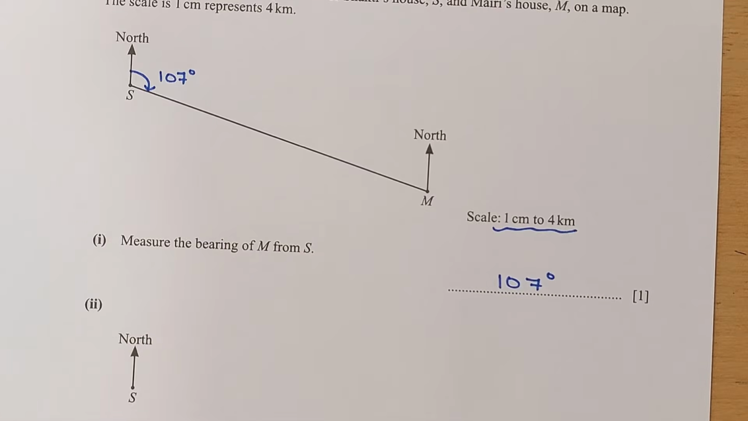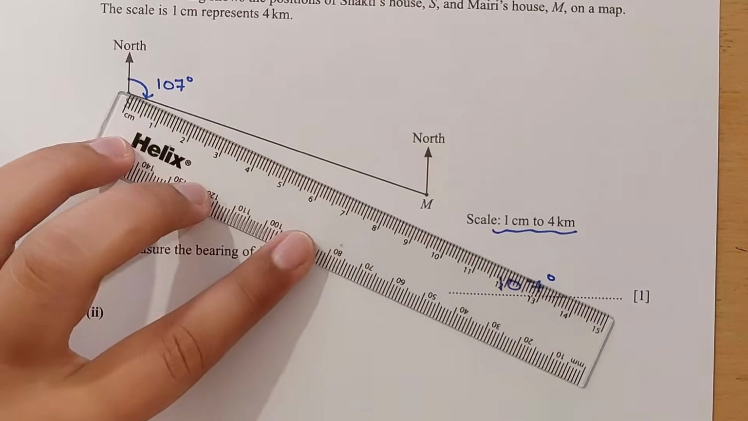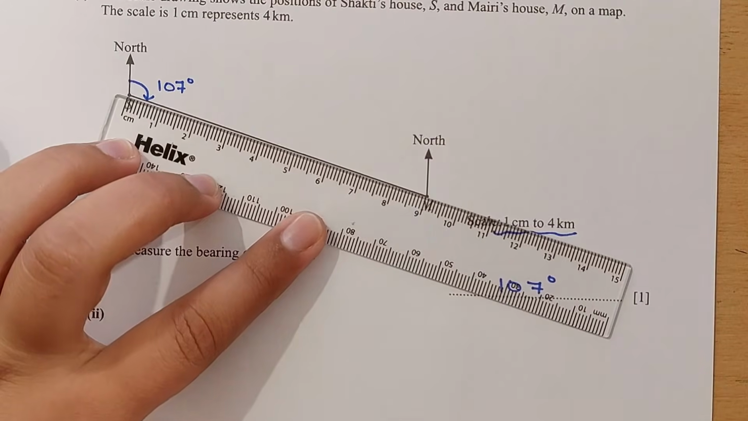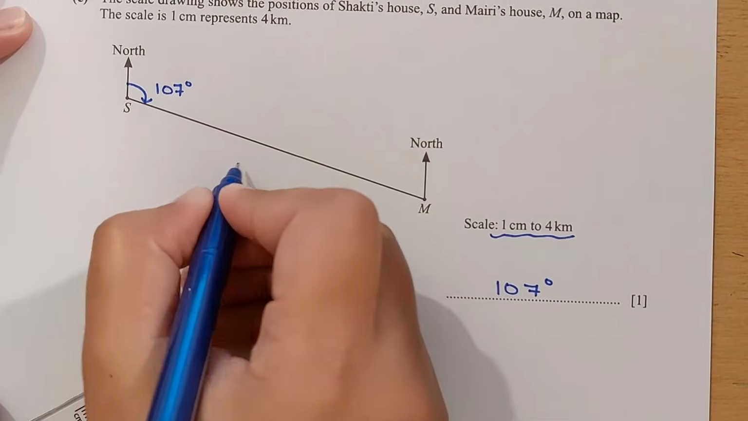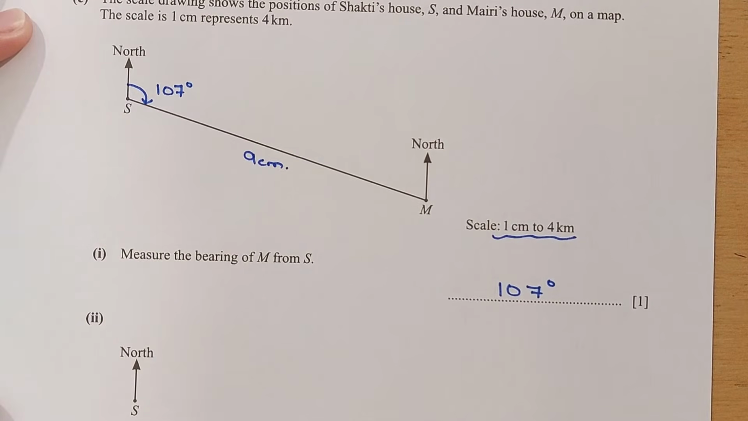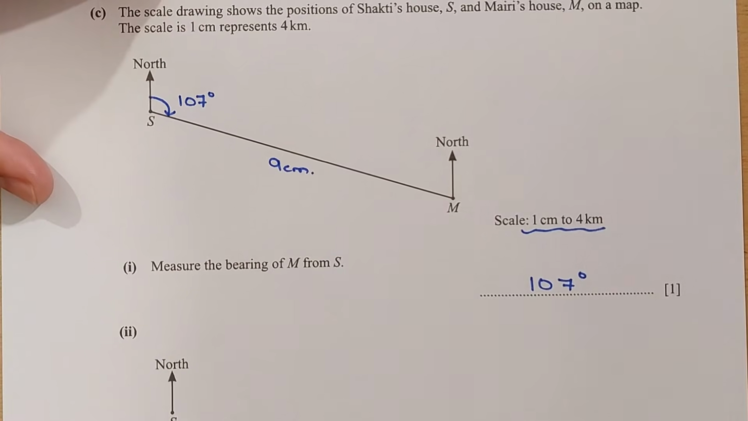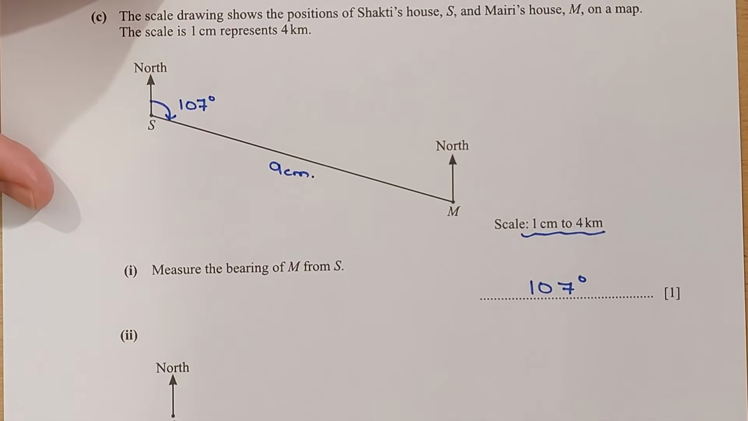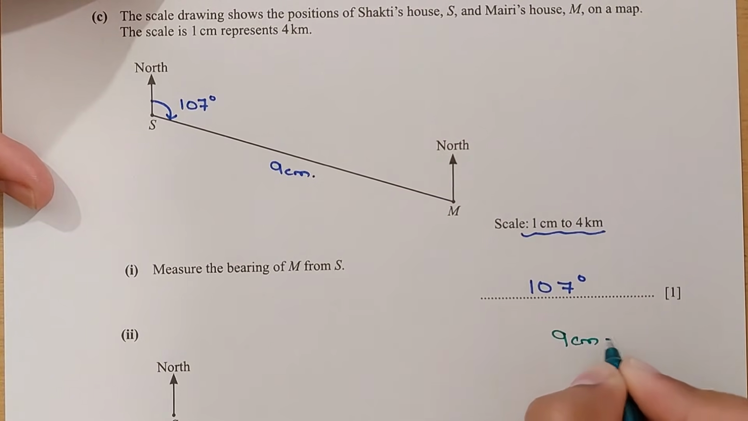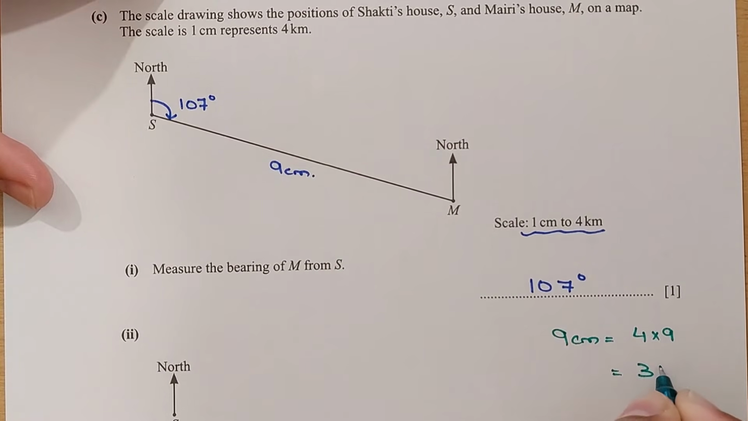Right, so first let me find the distance in centimeters. This is 9 centimeters. Right, now let me find the distance for the new map. Let me use this information that it is 9 centimeters. What is 9 centimeters? 9 centimeters is equivalent to 4 times 9, that is 36 kilometers.